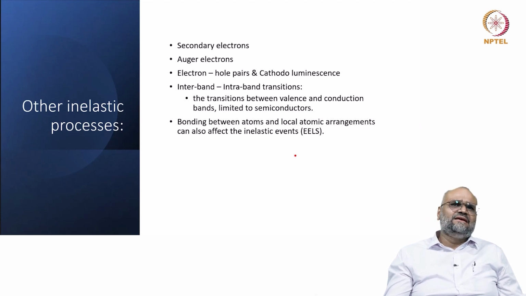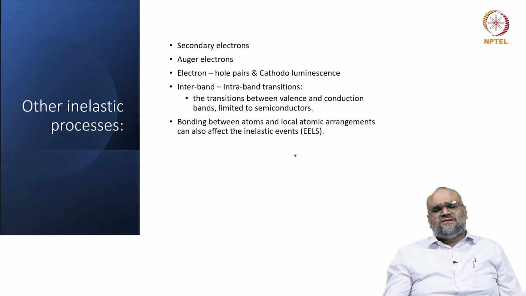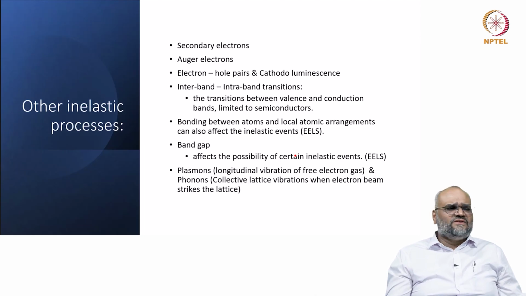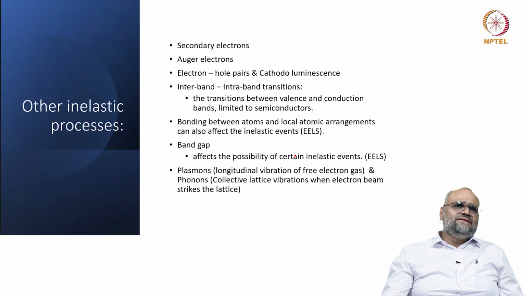This is typically the low loss spectra that you record in electron energy loss spectroscopy. You can get the information on the bonding between the atoms, the valency and so on. So this is a wealth of information that you can record from the process called electron energy loss spectroscopy.